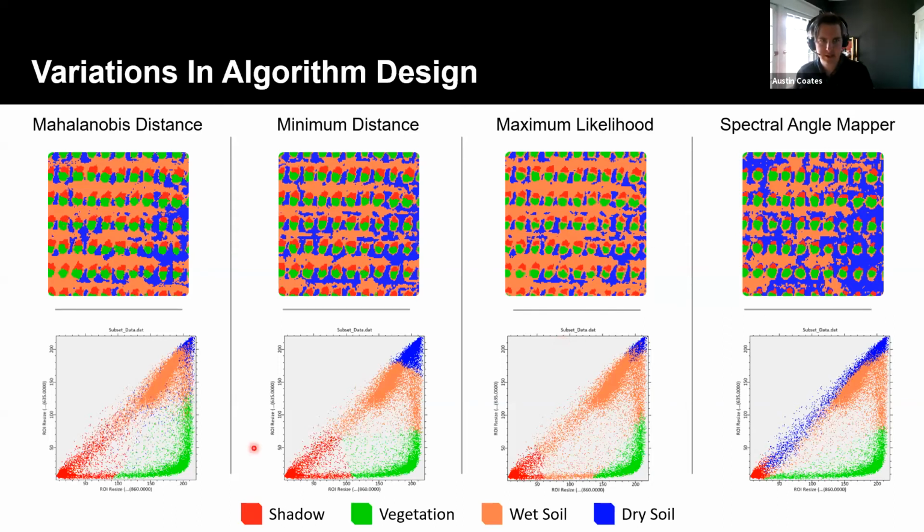So this image here, this is a picture of soil. These green bits, those are trees. You got some shadow, and then you also have some wet or some dry soil. So wet soil, dry soil, vegetation, and shadows.